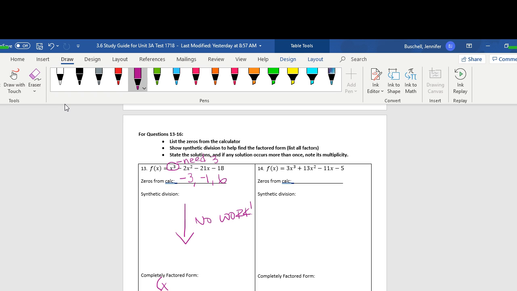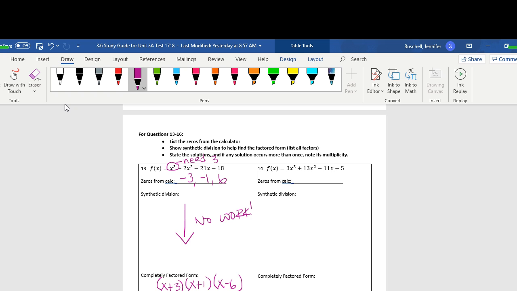To get the factored form, all I'm going to do is take the opposite sign. The opposite of -3 is +3, so x plus 3. The opposite of -1 is +1, so x plus 1. And the opposite of +6 is x minus 6. And those are my answers.